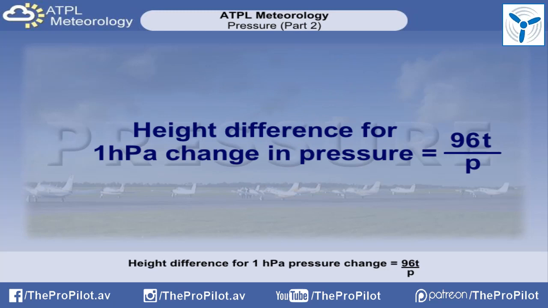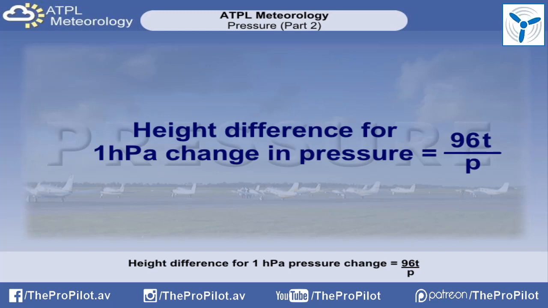When the variables are inputted into the formula, the result will show the height, in feet, represented by 1 hectopascal change in pressure. The variables are temperature in Kelvin and the pressure in hectopascals. The value 96 is a constant.